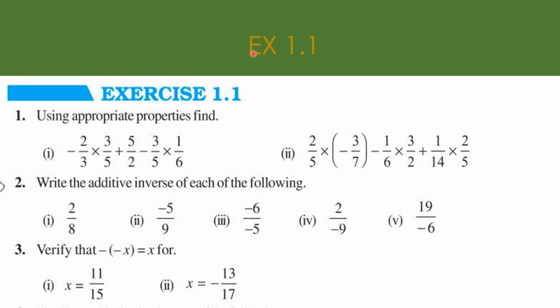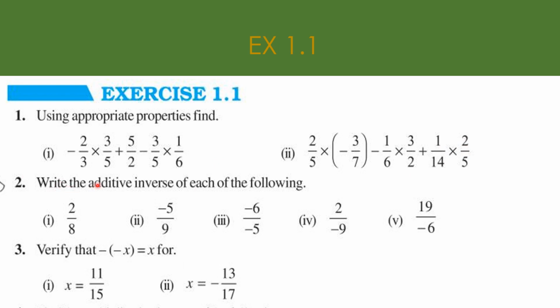Okay, now we came to the exercise. Exercise 1.1. Using appropriate properties, find: question number 1, negative 2 by 3 into 3 by 5 plus 5 by 2 minus 3 by 5 into 1 by 6. Question number 2, 2 by 5 into negative 3 by 7 into 1 by 6 plus 3 by 2 into 3 by 2 plus 1 by 14 into 2 by 5.